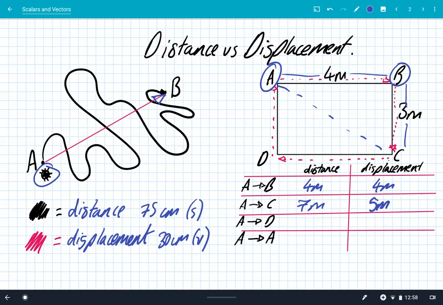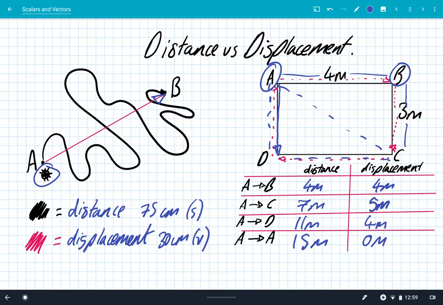If the student carries on walking around to position D, their total distance is now 4 plus 3 plus 4, which is 11 meters. But the displacement is now given by this vector from A to D, and that's simply 4 meters. If we now go all the way around the classroom and end back up at position A, the student has walked 4 plus 3, which is 7 meters, plus 4, which is 11, plus another 4, which is 15 meters. But their displacement now, and this is really important, is 0 meters. They're back to where they started. The shortest distance between A and A is 0 meters.